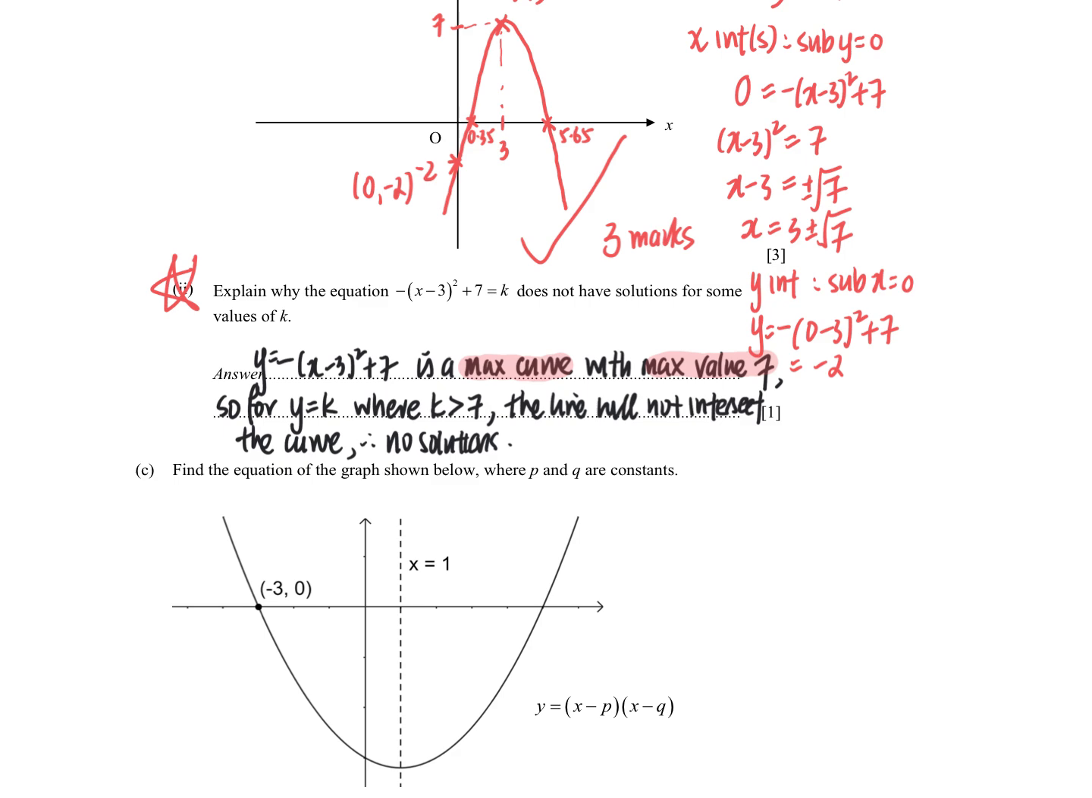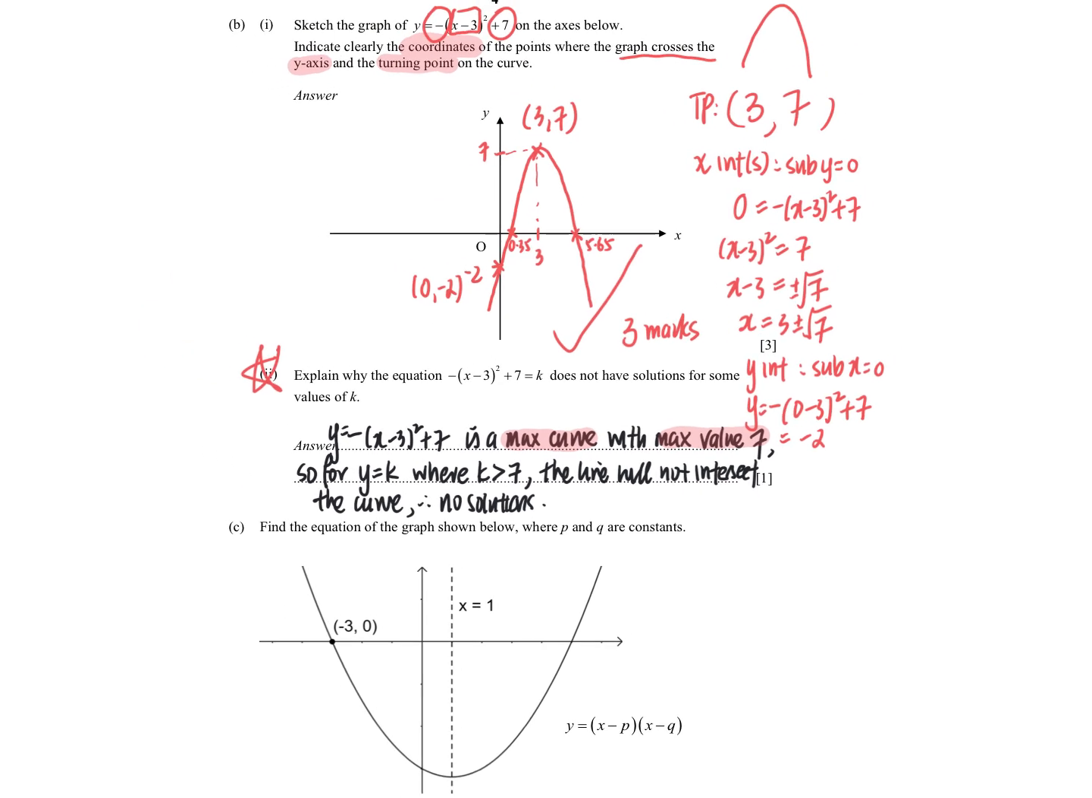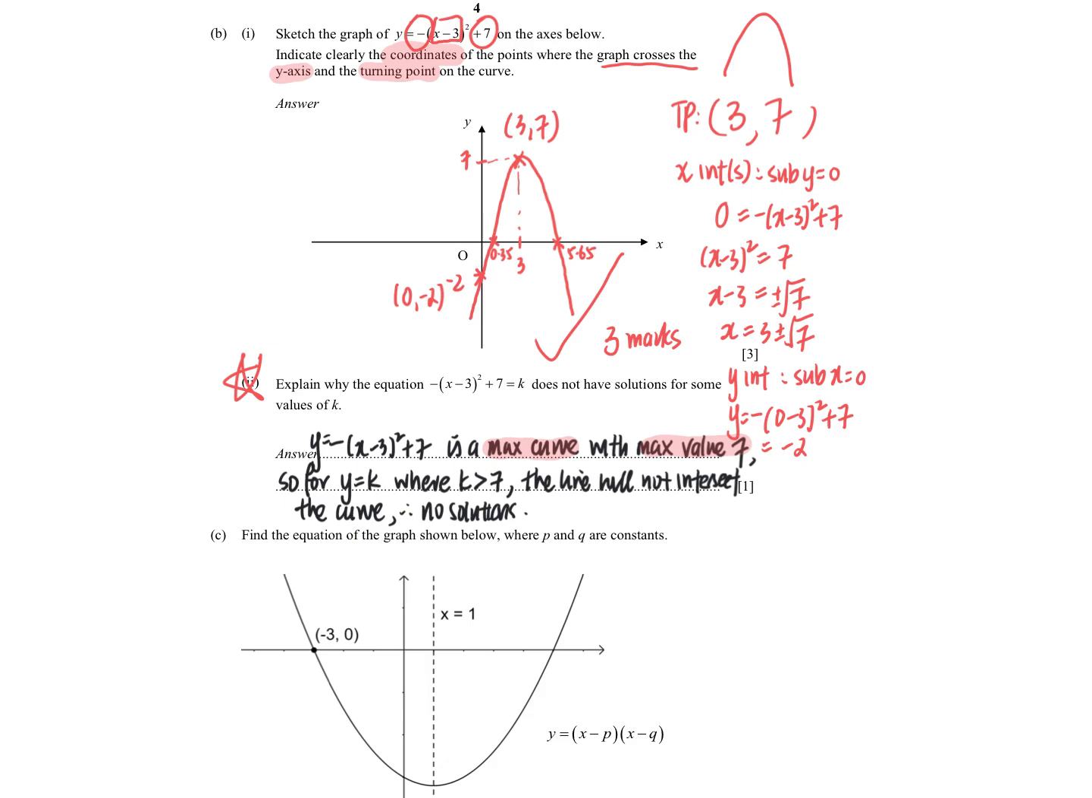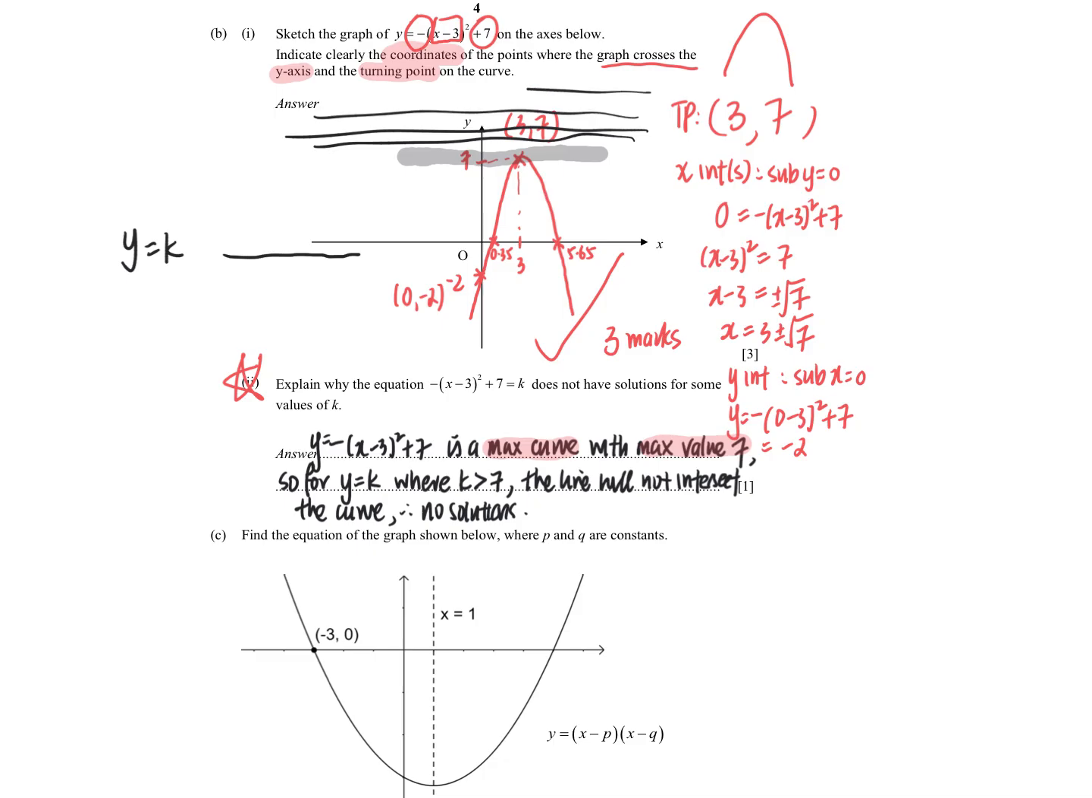You can use A math stuff, yes. Okay, you see this one is a maximum curve. My highest value is at 7. So y equals k, it's a horizontal line. Any horizontal line that is above 7 will not cut the curve at all. So if I have any horizontal line where k is greater than 7, the line won't cut. So no intersection, no solution.